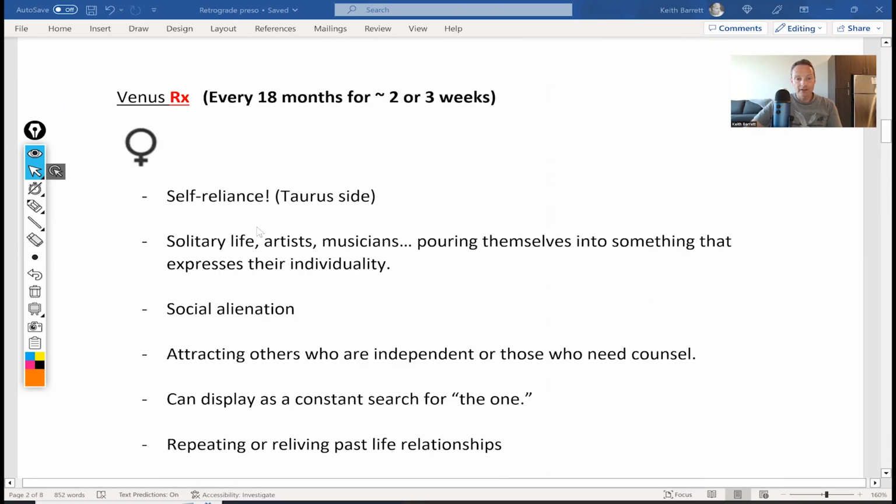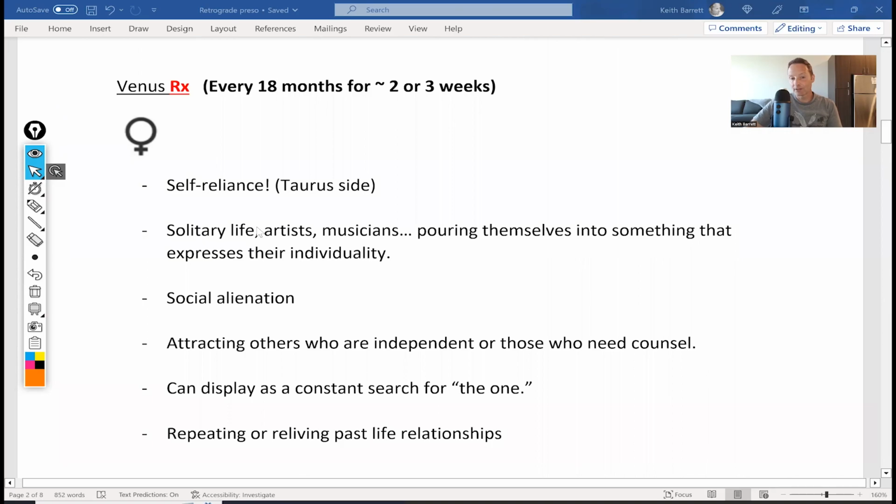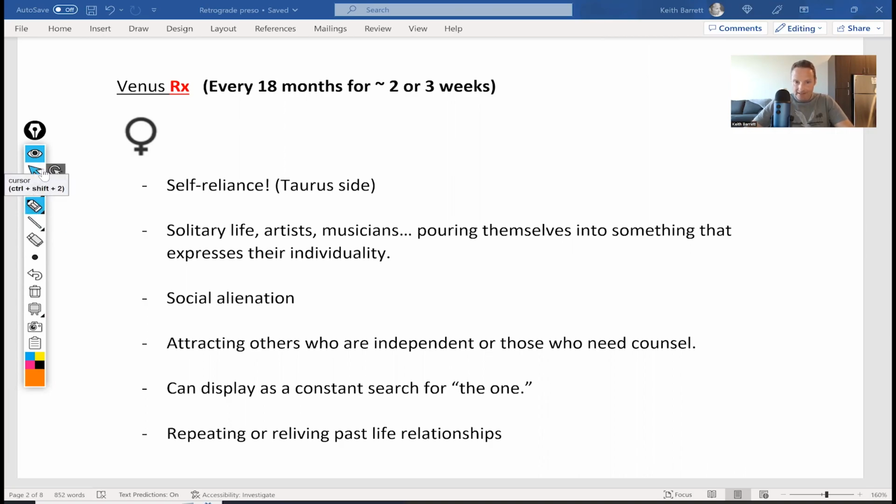Then we move to Venus retrograde. So if you have Venus retrograde, this is a unique one because Venus retrograde, as compared to Mercury retrograde, spends the least amount of time in retrograde of any of the planets. And so it's only every 18 months and it's for about a 2 or 3 week period of time. So if you have this, cool, you're really retrograde, right?